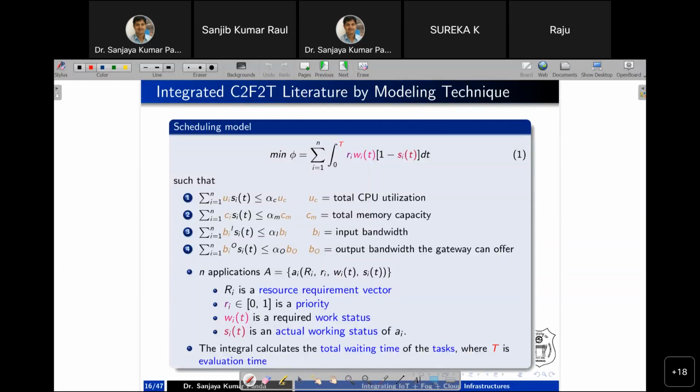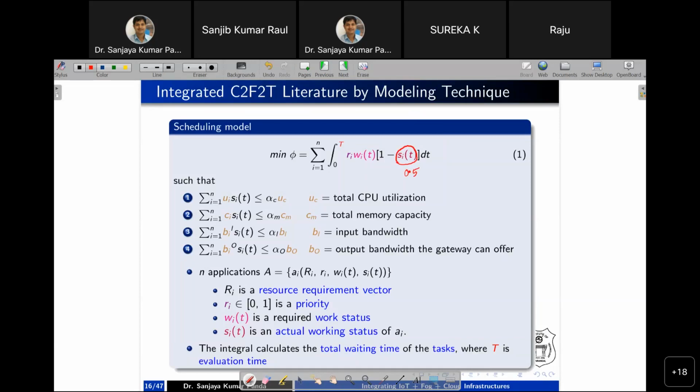Like, in order to complete a particular task, suppose you consider the task is 1. 1 means 100% of that particular task. And suppose you are observing the task from the starting of that particular task till the completion of the task. And in each and every time frame, or in each and every time instance, you are checking how much of the task is completed. So that working status is considered as SI of T. Okay, suppose you are executing a particular IoT task and 50% of the task is completed. So I can consider this SI of T is 0.5. So 50% is completed and 50% is yet to complete.